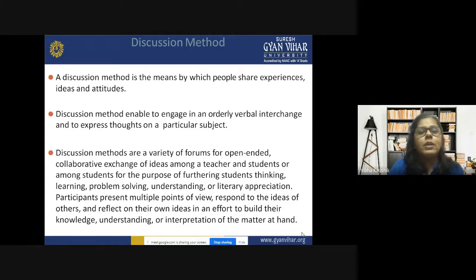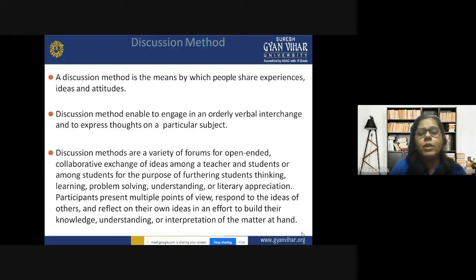Discussion method. A discussion method is the means by which people share experiences, ideas, and attitudes. It is a way through which people share their experiences, their ideas, and attitudes. The discussion method enables you to engage in an orderly verbal interchange and to express thoughts on a particular subject. Means you will have to express your thoughts related to a specific subject.